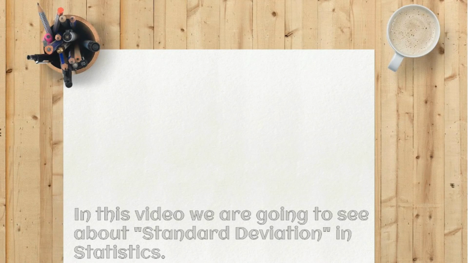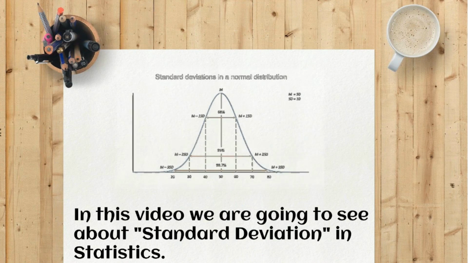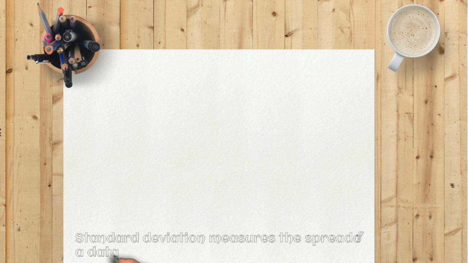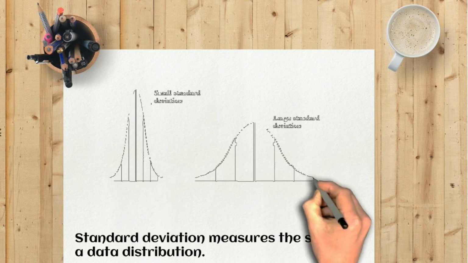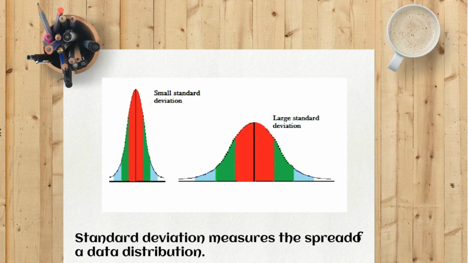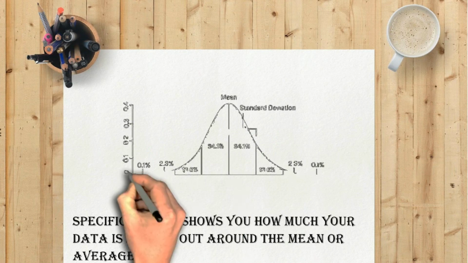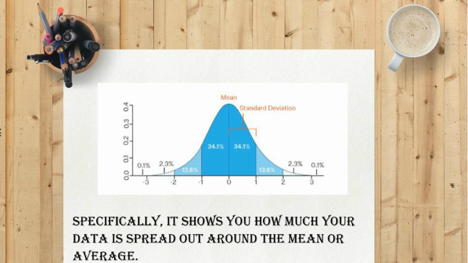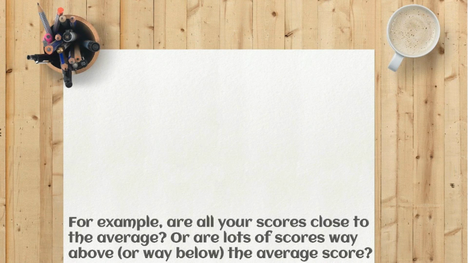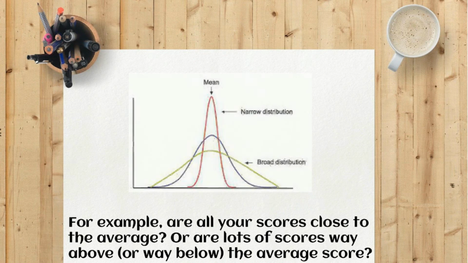In this video, we are going to see about the standard deviation in statistics. Standard deviation measures the spread of a data distribution. Specifically, it shows you how much your data is spread out around the mean or average. For example, are all your scores close to the average? Or are lots of scores way above or way below the average score?